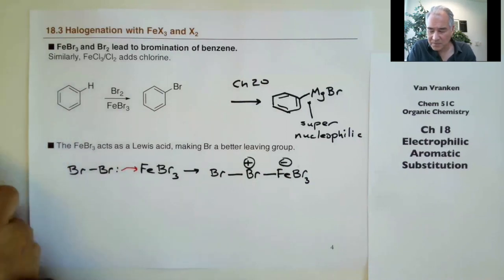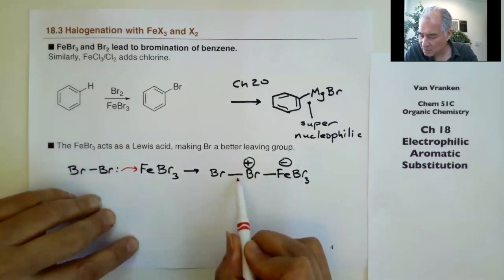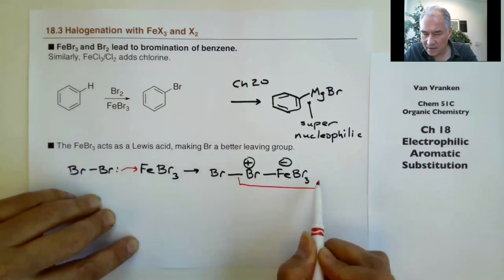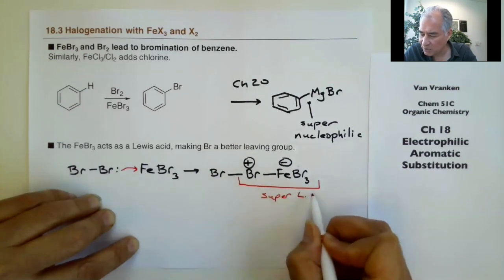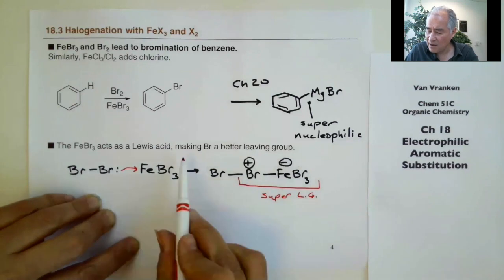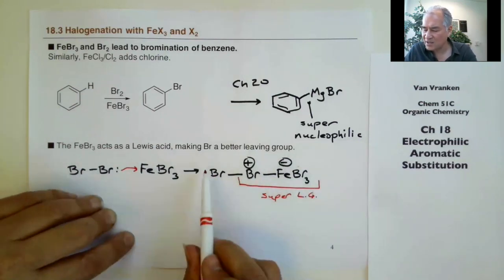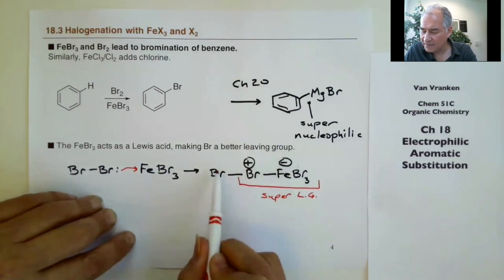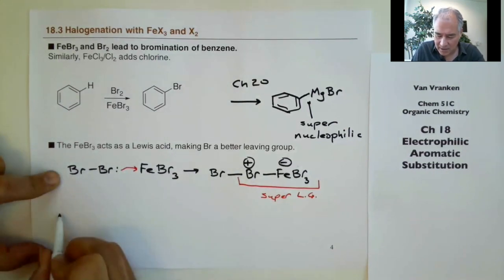But this whole thing right here with this iron attached to this bromine, this is now an amazing leaving group. I'm going to call it a super leaving group. That makes it very, very easy to attack this bromine on the end, and then this whole thing will act as a leaving group. It is now so easy to attack this Br on the end that even a benzene ring double bond can attack. And so let's go ahead and do that.